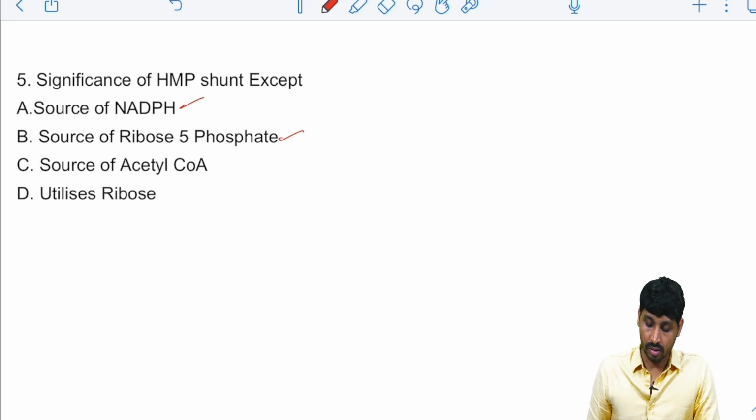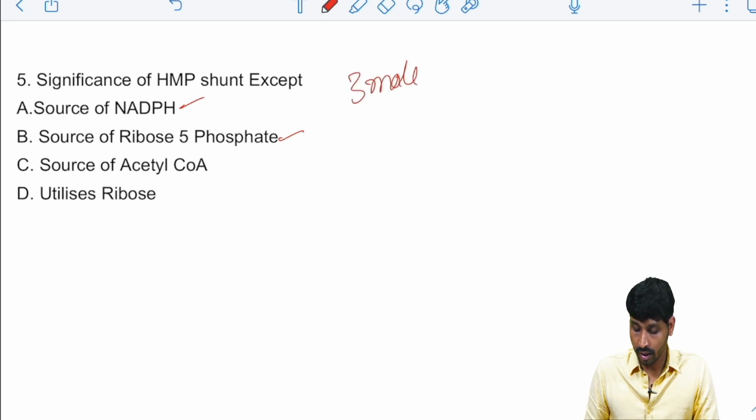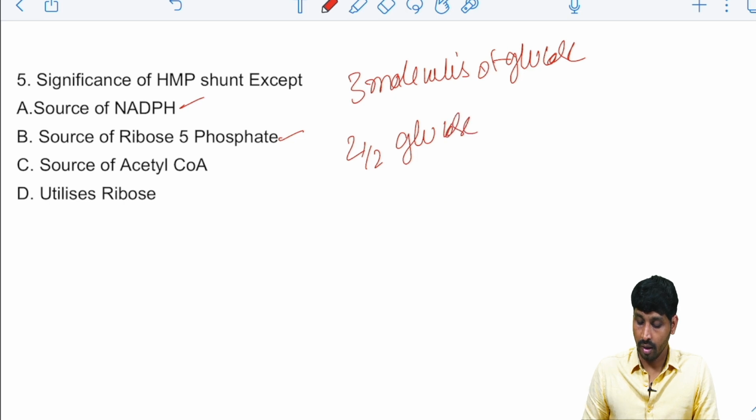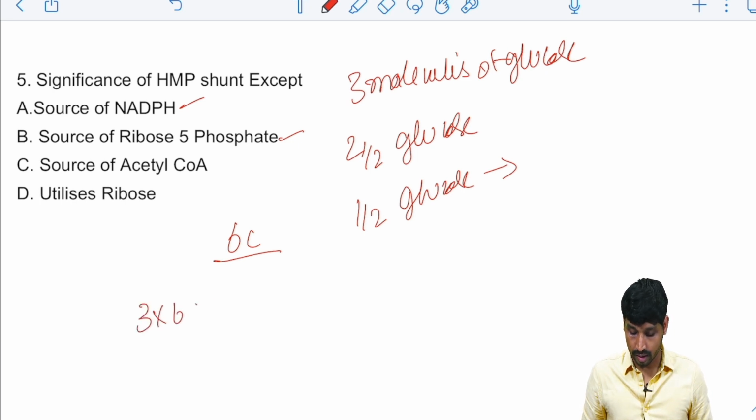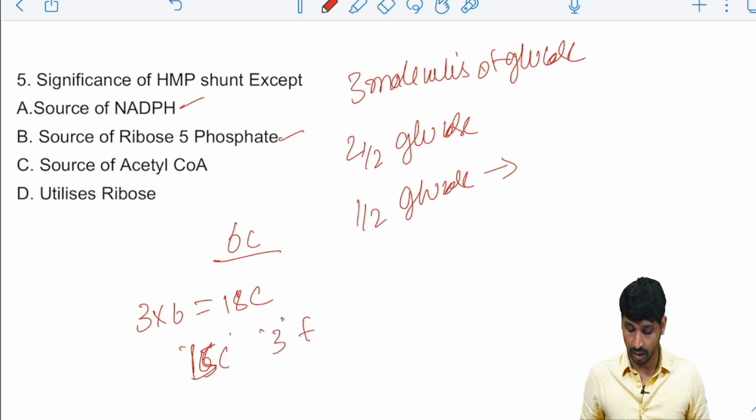How? Because we have seen that 3 molecules of glucose are involved in HMP shunt. Out of this, only 2.5 glucose units will be utilized, and half a glucose molecule will be converted into acetyl-CoA. How will it be half a molecule? Glucose is a 6 carbon compound, right? So 3 into 6, total 18 carbons are involved in HMP shunt. But in HMP shunt, only 15 carbons are utilized. And what about the fate of the 3 carbons?